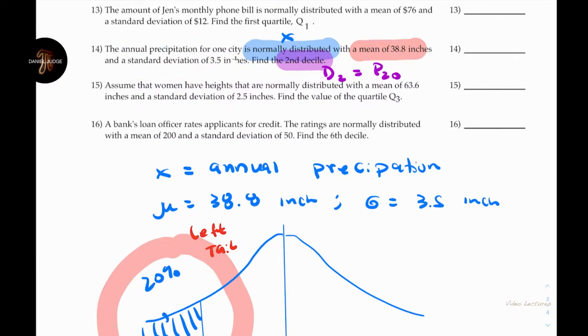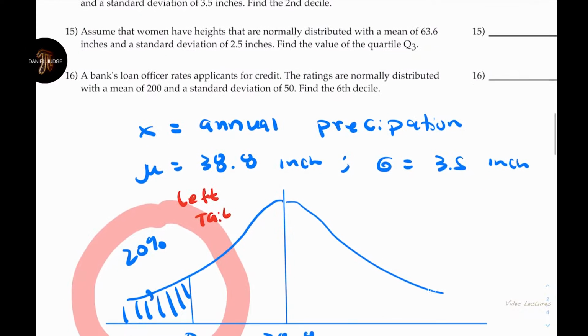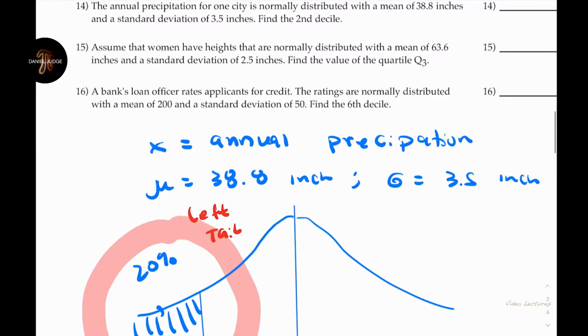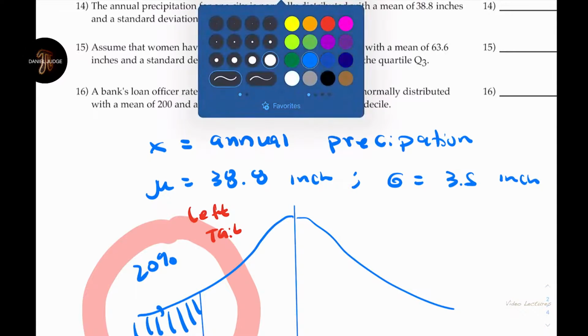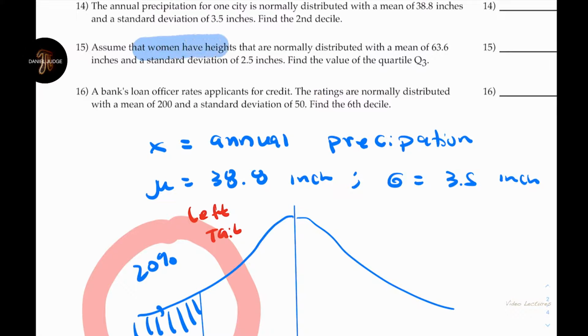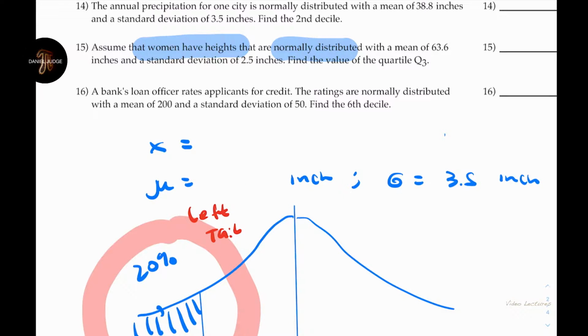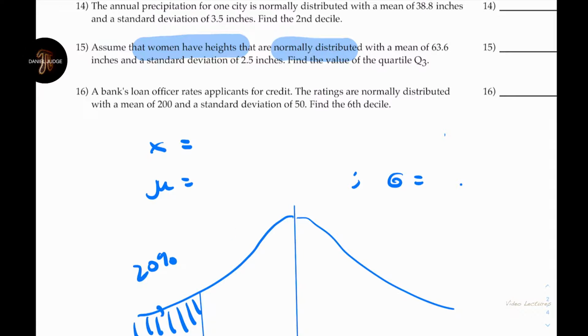Let's look at number 15. We're almost done. Oh, look at this. Assume that women have heights. The height of women is normally distributed. So, you say, what does that mean? That the height of women is normally distributed. So, X is simply the height of women.